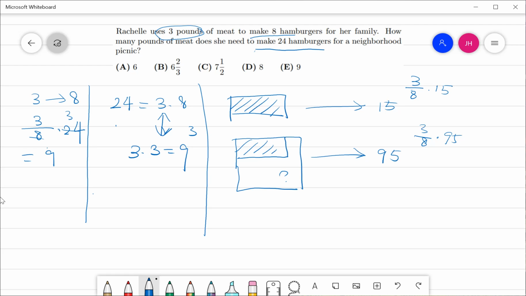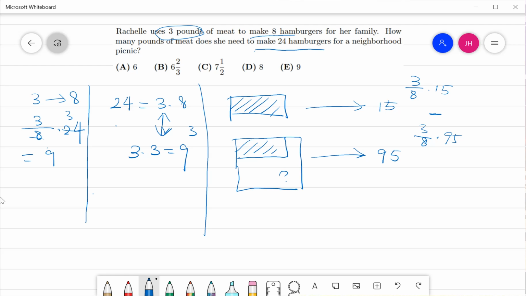And then you take the difference. That will be super complicated because you have to multiply 3/8 by 95 and 3/8 by 15. That will waste you a lot of time. You don't want to do it. What if we apply the second approach?